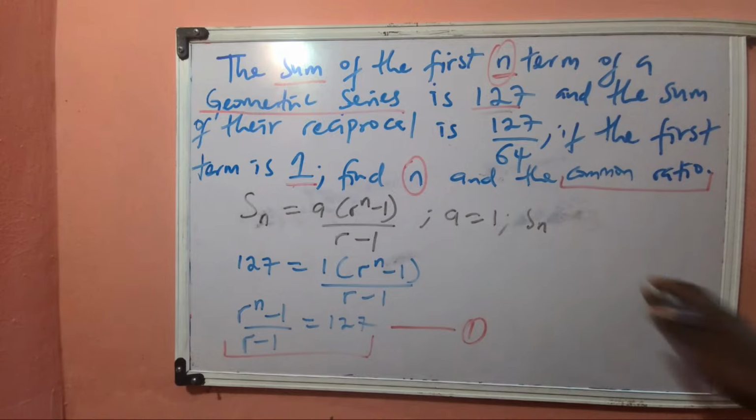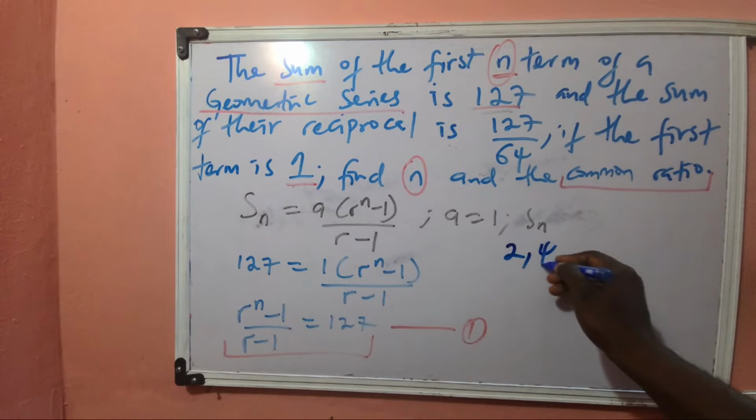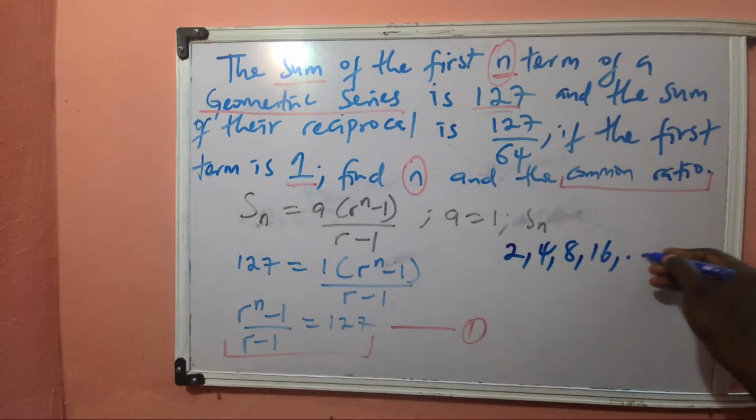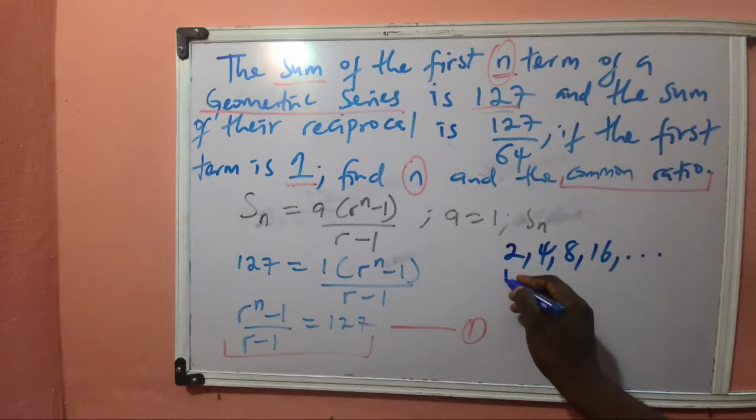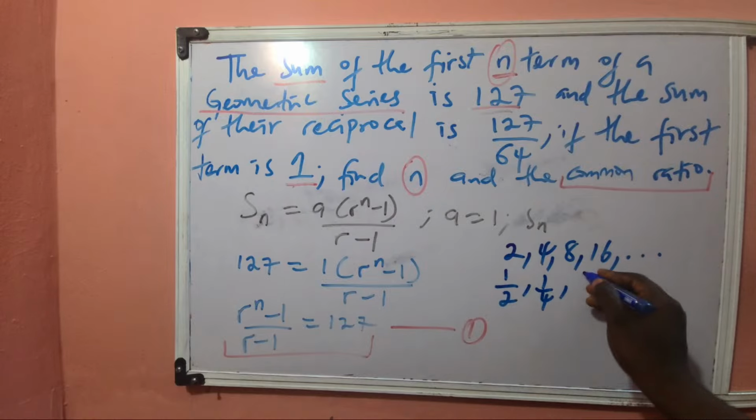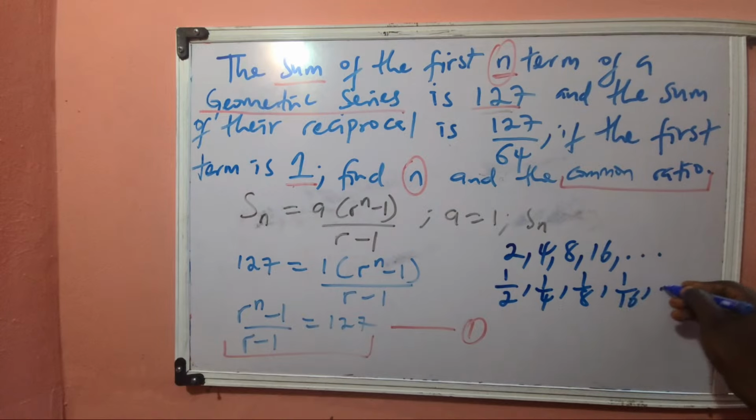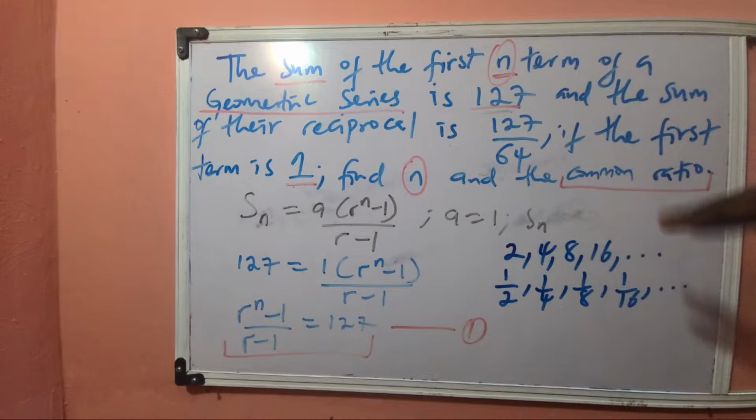You need to really pay attention at this point, because I want to show you how you're going to solve for this sum of the reciprocal. Let's try and do something around what we did before. Let's have 2, 4, 8, 16, and so on. Let's get the reciprocal: 1 over 2, 1 over 4, 1 over 8, 1 over 16, and so on. Now, I want to show you some features of this reciprocal sequence.